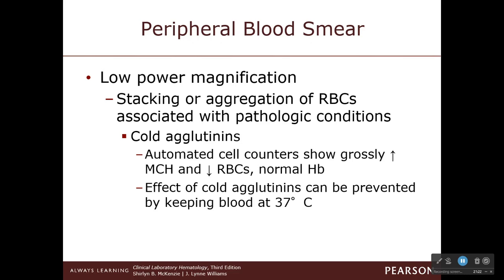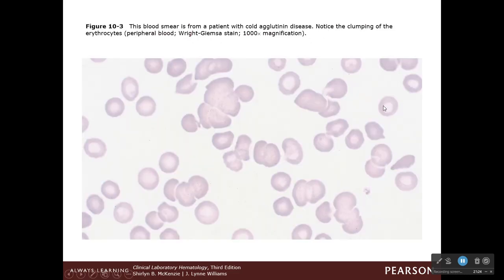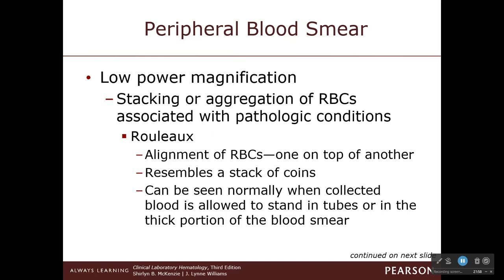Okay. All right. So this is what a cold agglutinin looks like. So you can see that's 1, 2, 3, 4 cells, but the machine counted it as 1 cell because they're so stuck together. It just figured it was 1 cell. So now it gives you a really, really high MCV. Same way with these. These are 2 cells, but it counted them as 1. And so it looks like your cell count is low, but really it's because all those cells are stuck together. Okay? So that's an important thing about looking at low power.